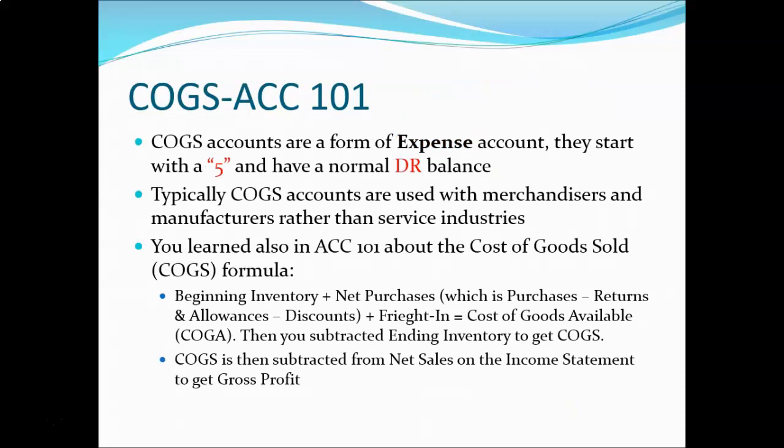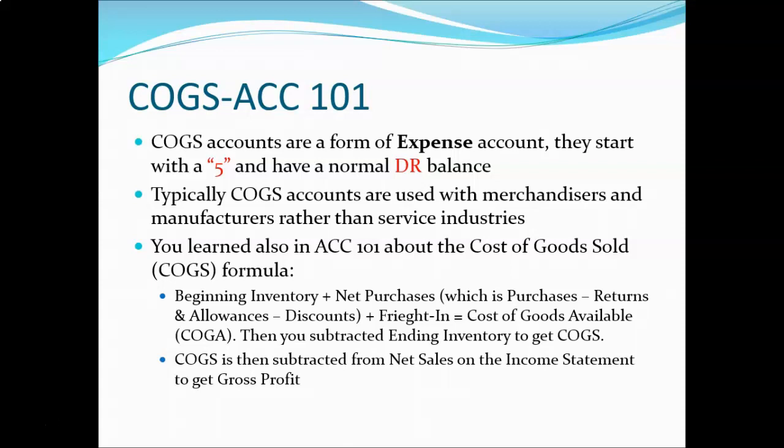Cost of goods sold. Back in Accounting 101, we talked about them as being a separate form of expense account. They start with a 5 and they have a normal debit balance like all expense accounts do. They are typically used with merchandisers and manufacturers rather than service industries, but that's not always the case. A service industry can have a cost of goods sold account.